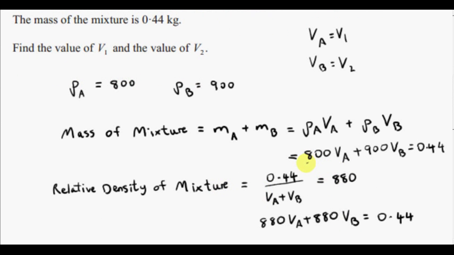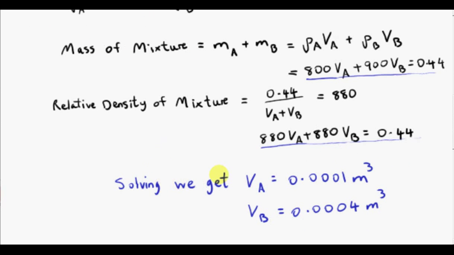So you can see now that we have two equations and two unknowns. That means we can find those two unknowns. Two linear equations in the two unknowns VA and VB. Okay, I won't bother solving between these two equations, that's straightforward. We find that VA is 0.0001 meters cubed and VB is 0.0004 meters cubed.